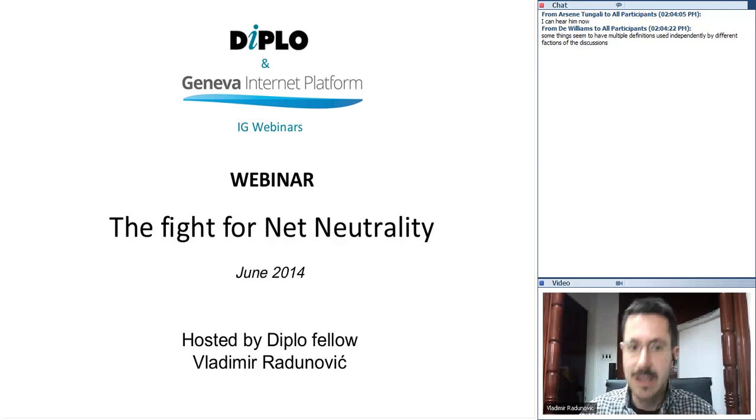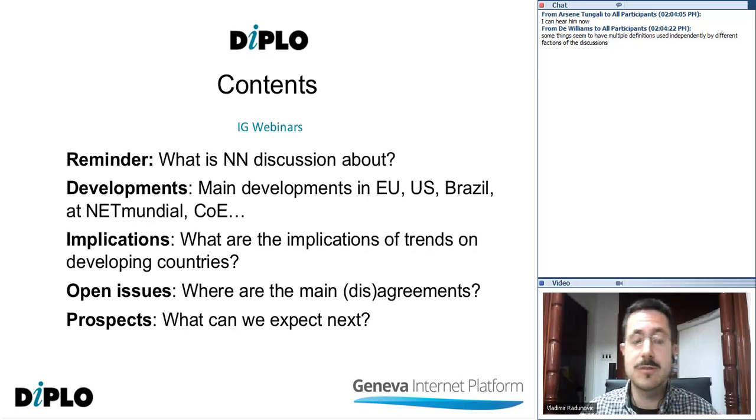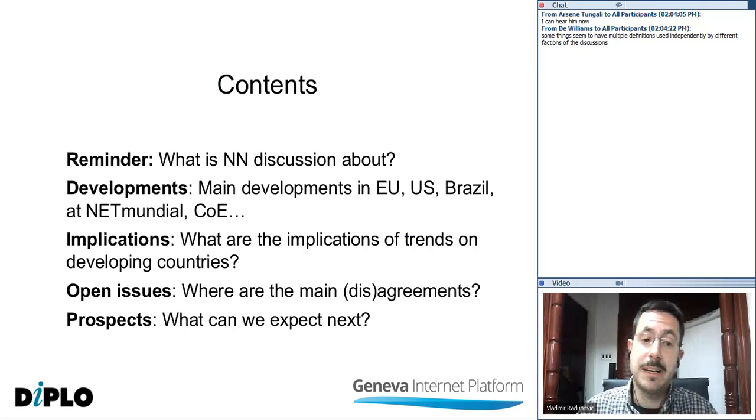Now, I'll start by briefly reminding of what the different aspects of net neutrality are, and then we'll move to developments. So, what are the main developments? We'll touch upon the implications for developing countries, because that's something that's becoming, and has always been, very important. We'll try to sum up a couple of open issues that we still have disagreements about, and then we'll maybe look at the prospects of the discussion in the next period.